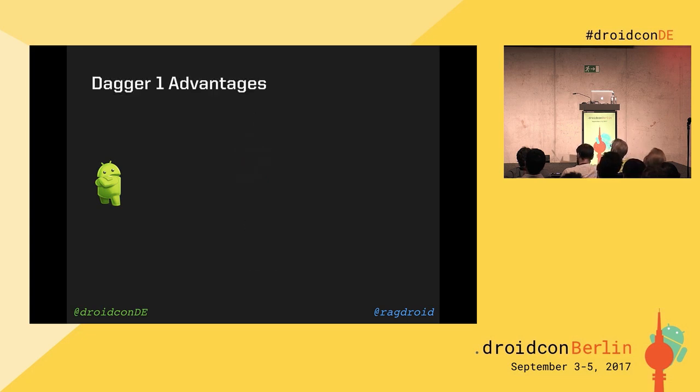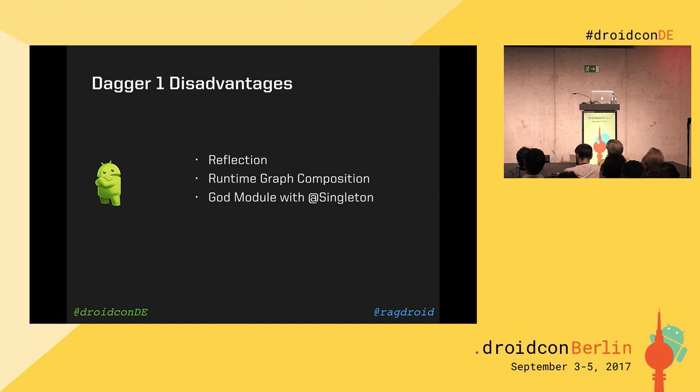Dagger 1 had its advantages also. The code became testable. The code became much more modularized. However, there were some disadvantages of Dagger 1 also. For example, Dagger 1 used reflection, and the graph composition was at runtime, which made it a little slow. And because we didn't have that much custom scope thing in Dagger 1, we used to end up with a God module. I'm going to talk about it. And it was difficult to use ProGuard because there was reflection.